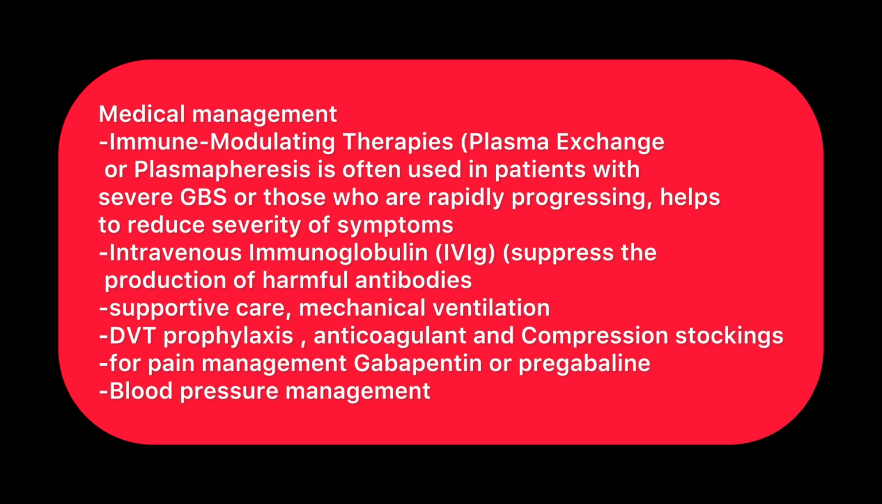Immune modulating therapies: plasma exchange or plasmapheresis is often used in patients with severe GBS. It is the process which filters the blood to remove the antibodies from the plasma that are attacking the myelin sheath, which helps decrease signs and symptoms, but this is not a cure. Intravenous immunoglobulin, IVIG, suppresses the production of harmful antibodies. Other supportive therapies include mechanical ventilation, DVT prophylaxis with anticoagulants and compression stockings, gabapentin or pregabalin for pain management, and blood pressure management.